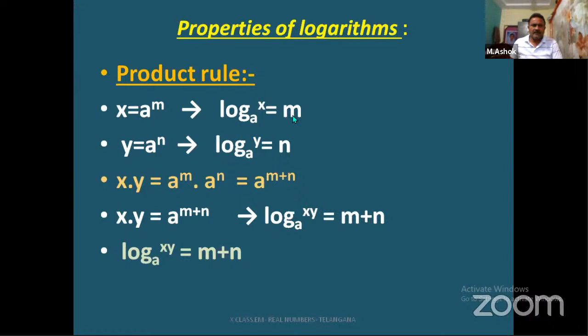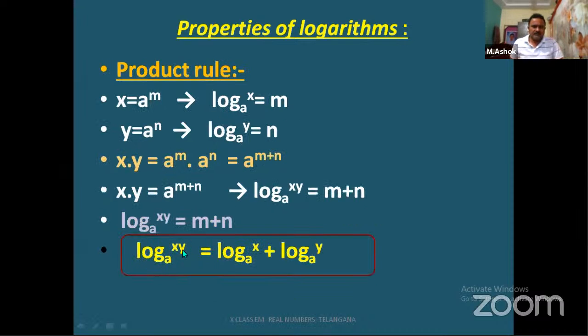So here what is m? Log x base a. What is n? Log y base a. So finally the formula is log xy base a is equal to log x base a plus log y base a. Okay, this is called the product rule. Log xy for any base will become the summation of the individual variables. If there is one more variable z, then log x base a plus log y base a plus log z base a. So this is called the product rule of logarithms.